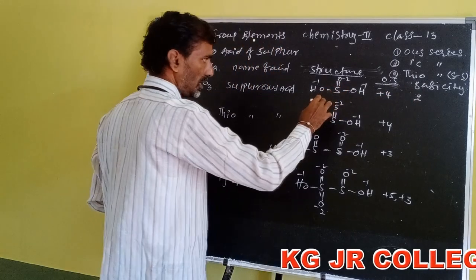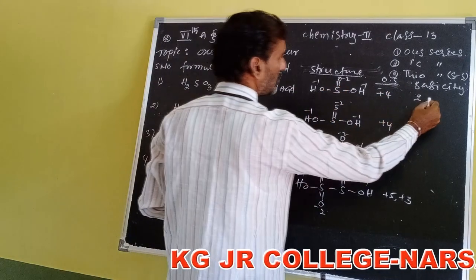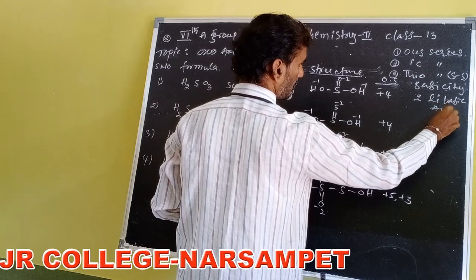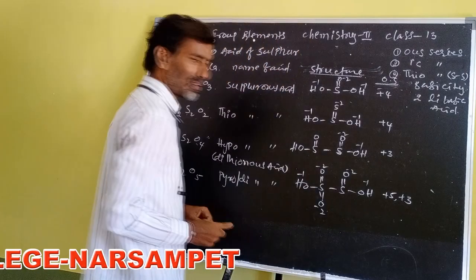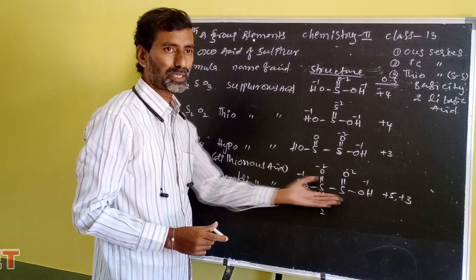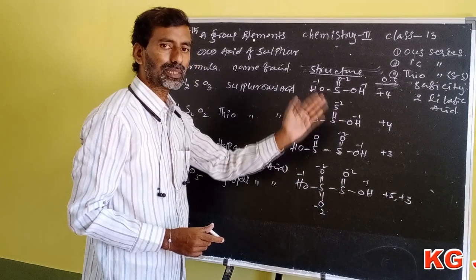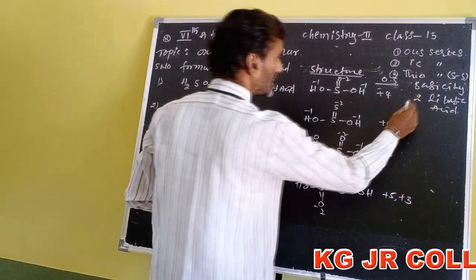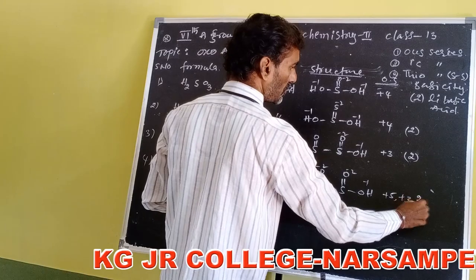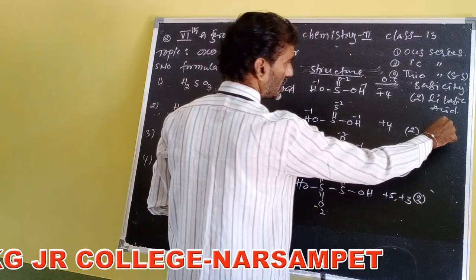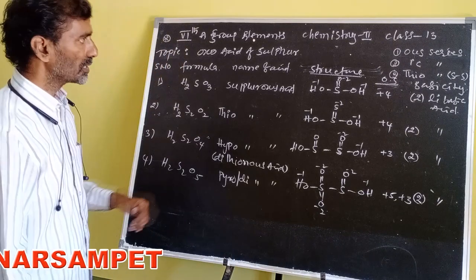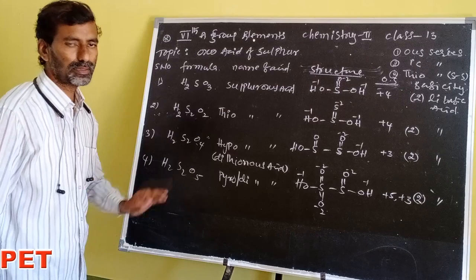And these are called dibasic acids. Why are they called dibasic acids? Because they have two OH groups. Hence, all these are dibasic acids, with basicity 2. Okay students, so this is about the ous series of acids.